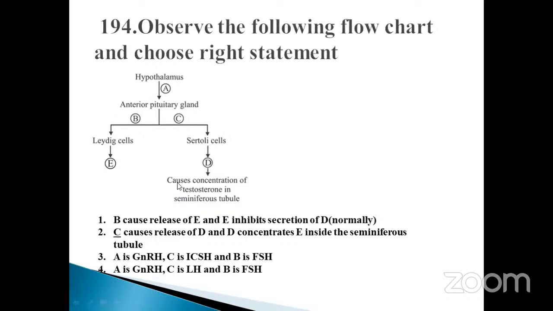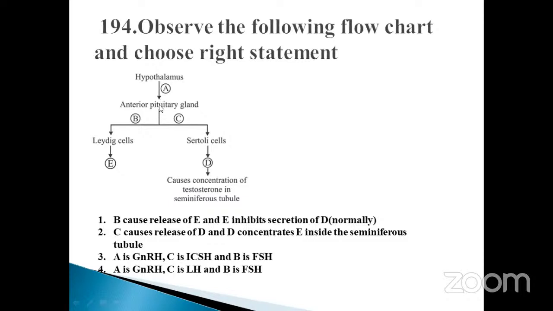See the diagram. This is the diagram as given in your book, question paper. Observe the following flow chart and choose the right statement. In our body, it contains the endocrine gland and exocrine gland. Hypothalamus is near the pituitary. The hypothalamus is mostly present near the pituitary gland, near the brain.